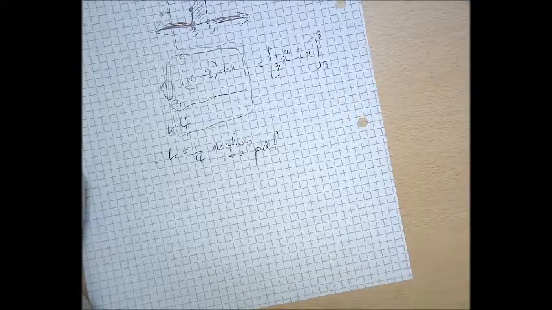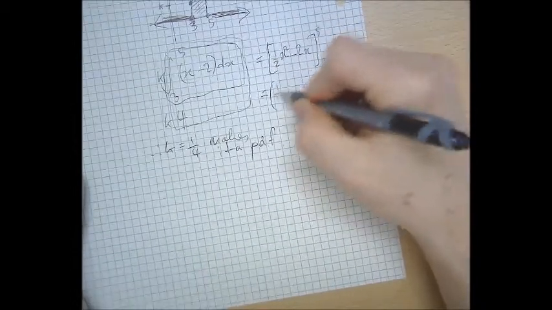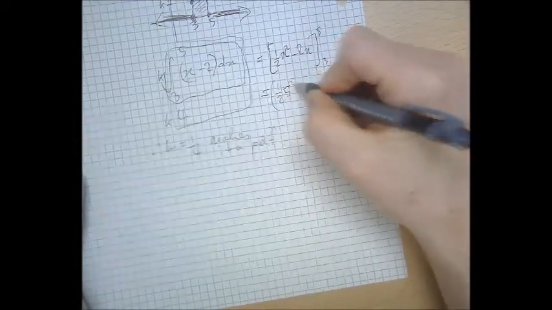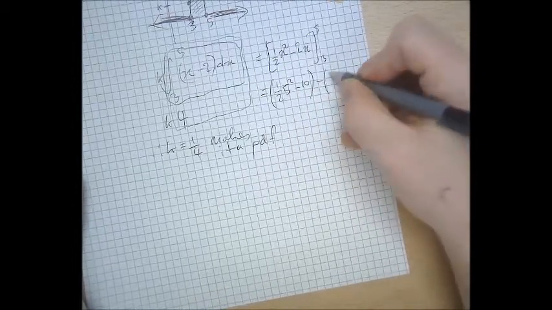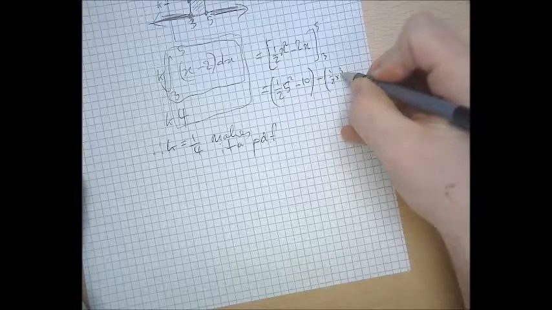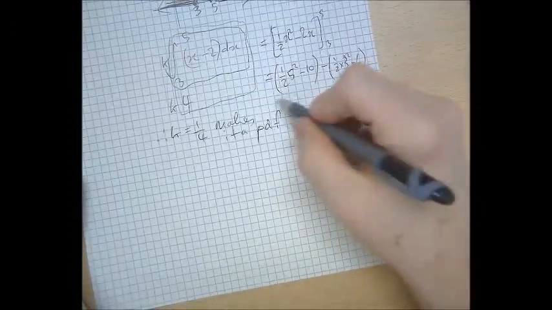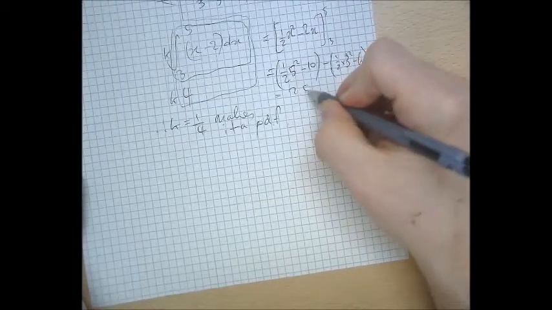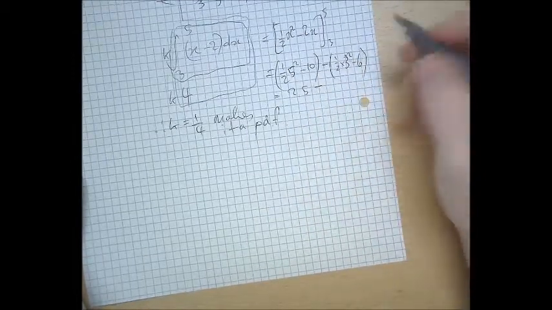So, half of 25 minus 10, minus half of 9 minus 6. So what's that? That's 2.5. That's 12.5 minus 10. There we go. That's what it's for.